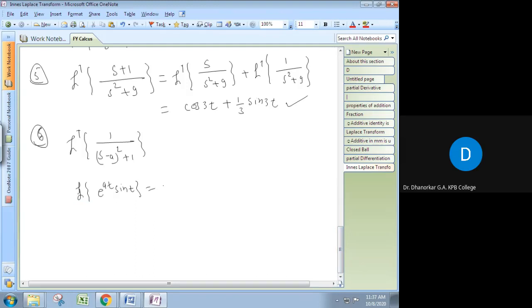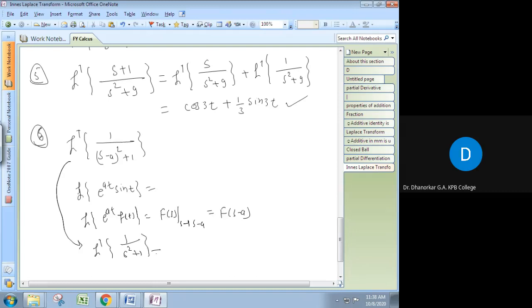Here we have to write, actually this property is here. e raised to power at into f of t gives f of s, and we have to make a change in s, s minus a. Therefore, this is f of s minus a. Now here, I will write this formula in this way. Suppose this problem is given: L inverse of 1 divided by s square plus 1. Yes, surely we are getting its answer.